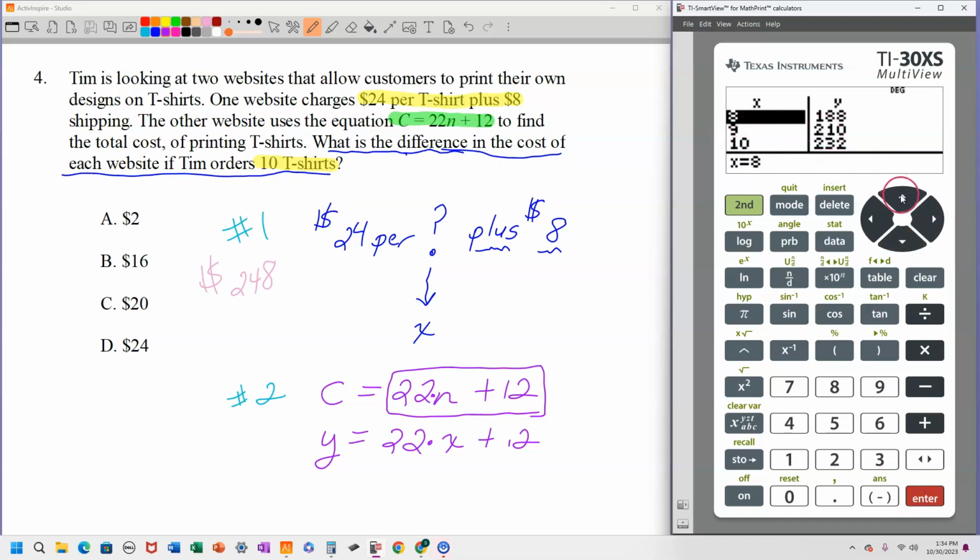So 8 shirts is 188. You can even go back. 7 shirts is 166, but we want 10 shirts. So 10 shirts for this second website cost $232.